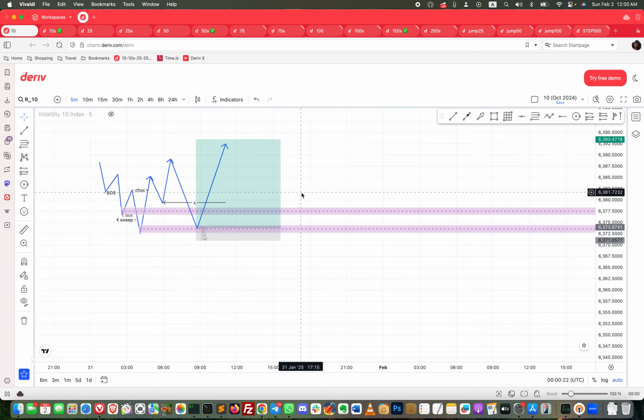Let me show this back. Let's look for a setup. Okay, so let's see here. First of all, I'm looking for a sweep, right? So the market was here. The market was creating, let me mark this: higher high, higher low, higher high, higher low, higher high, higher low, higher high. I don't know what it did here.